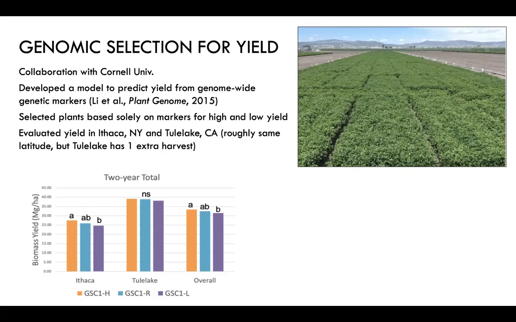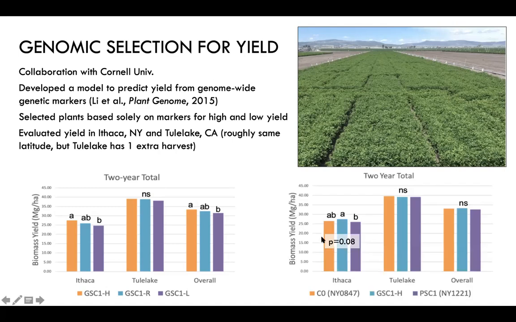The model was built off of Ithaca data, and even though it's at the same latitude, it's a very different environment, irrigated and so on. That's shown in the picture. Well, the results from 2-year yields were that in Ithaca, we see that selection for high yield is significantly higher than selection for low yield, with a random population in the middle. And that was in the target environment. In the non-target environment, the trend is there, but statistical significance isn't even close. And so this suggests that the markers work and that we can make some potential progress on yield.